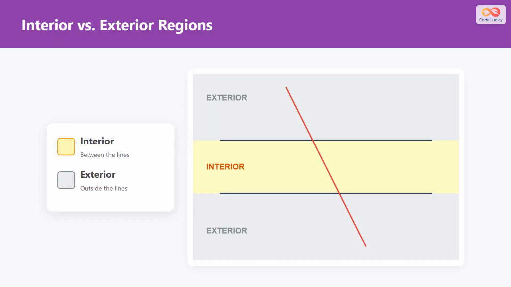Before we name the angles, we need to understand the regions. The area between the two parallel lines is called the interior. Think of it as the inside of a sandwich. The area above the top line and below the bottom line is called the exterior. It is everything outside.